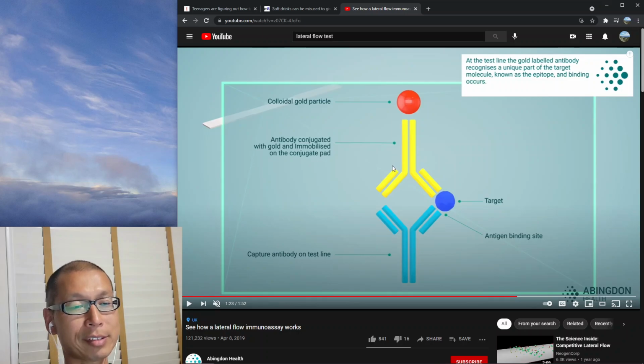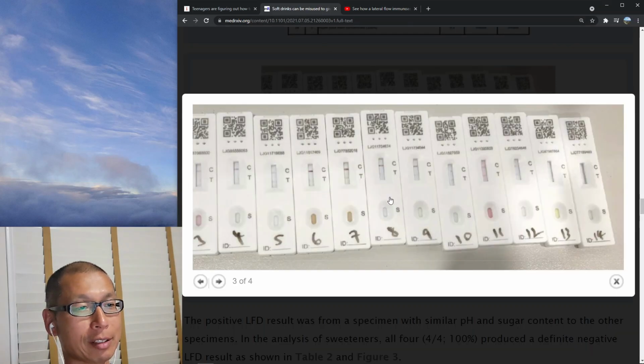But anyway, this is the same way that pregnancy tests work, and the same way that these rapid antigen tests work. However, if you stick some kind of soft drink in here, and soft drinks obviously have no nucleocapsid protein or spike protein, they will show up as a positive test result.